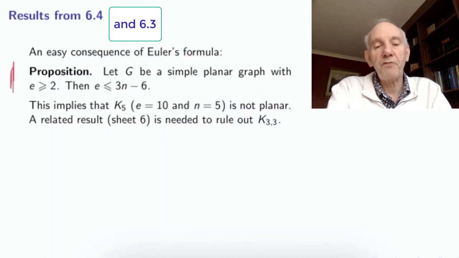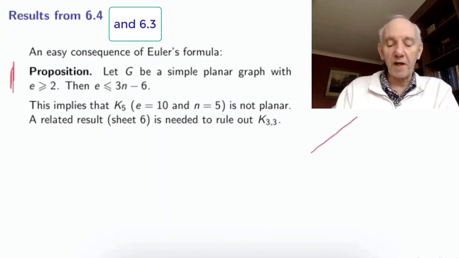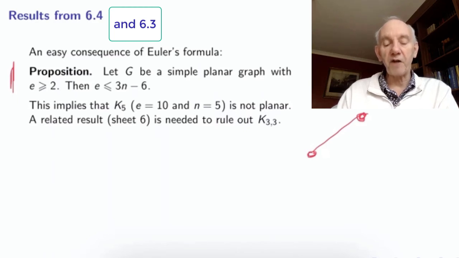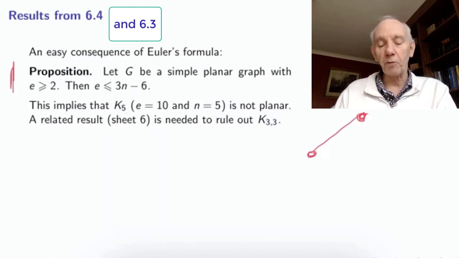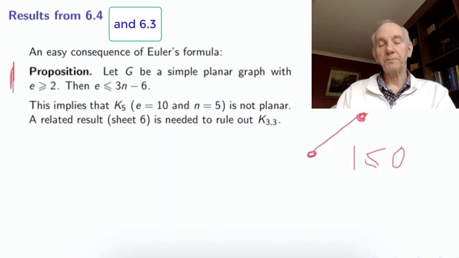So it says that if we have a simple planar graph with at least 2 edges, then the number of edges is less than or equal to 3 times the number of vertices minus 6. You do need more than one edge, because if you just had one edge, it has to be connected, this graph. So one edge means 2 vertices, and then the formula, if it were true, would tell you that 1 is less than or equal to 6 minus 6, which is 0, which of course is patently false.